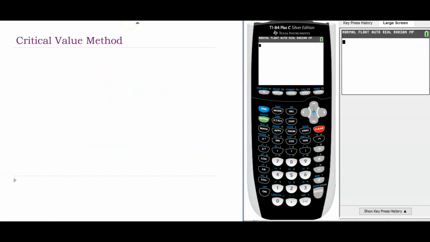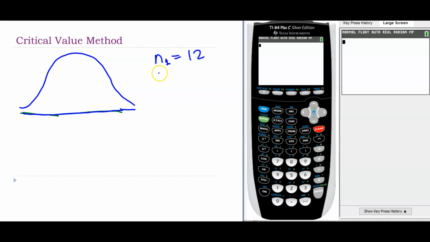Now let's use the critical value method to test our claim. Let's draw a distribution. Remember, the t-distribution is similar to the z-distribution or the normal distribution, depending on the sample size. Our first sample had 12 values, and the second sample had 15 values. For the degrees of freedom, we're going to use the smaller of the two, which is 12. 12 minus 1 would be 11. So that would be our degrees of freedom.